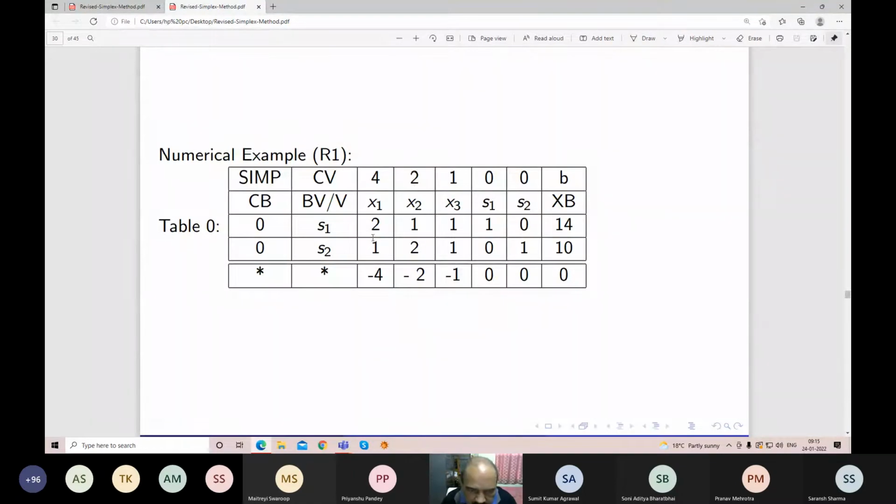With respect to -4, -2, -1, what is the most negative element? What is the most negative element?